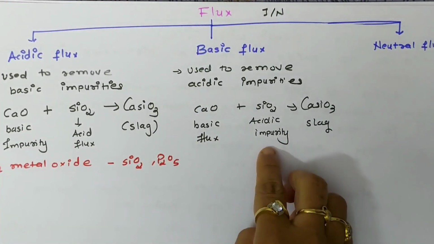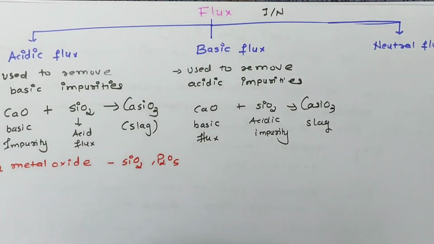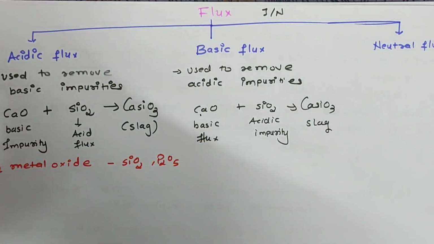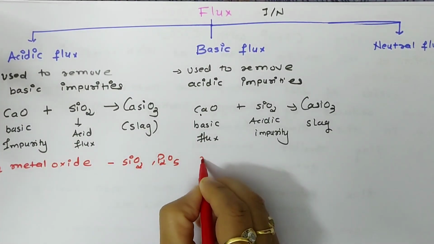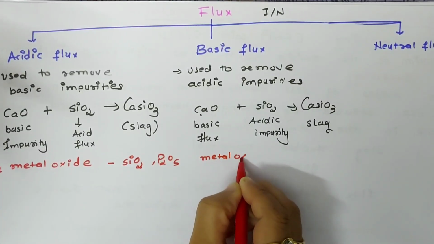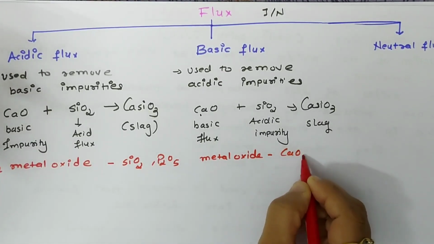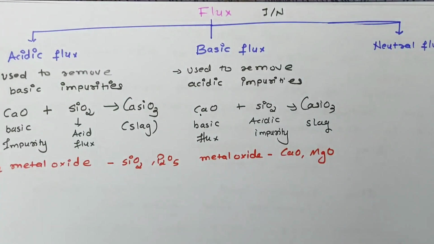Okay, so to remove acidic impurity we need a basic flux, and to remove basic impurity we need an acidic flux. Here metals are basic, that's why their oxides are also basic in nature. So some other examples of metal oxide which act as a basic flux are calcium oxide, that we have already used, and another one is magnesium oxide. Okay, and the third category is neutral flux.